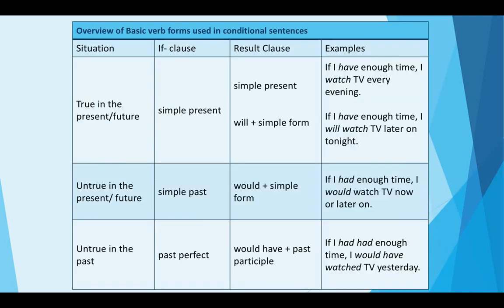This chart summarizes the basic verb forms used in conditional sentences. So if you have an if clause in the simple present, the result clause needs to be in the simple present or will plus simple form. If you have an if clause in the simple past, the result clause needs to be with would plus simple form. And if you have an if clause in the past perfect, the result clause needs to be with would have plus past participle. Let's see each one of them.